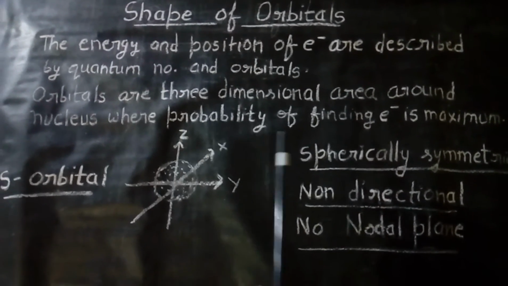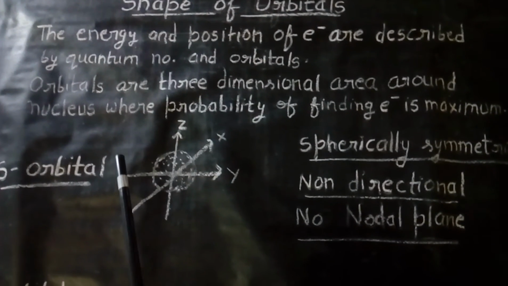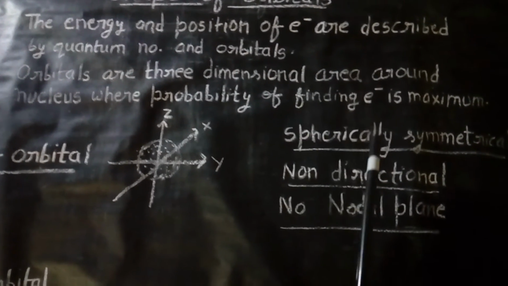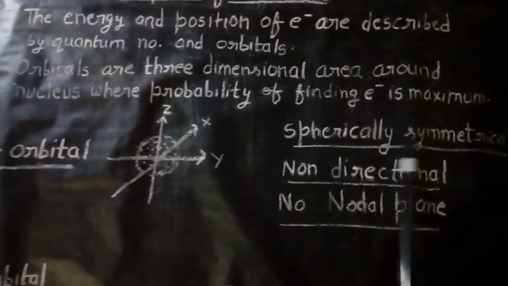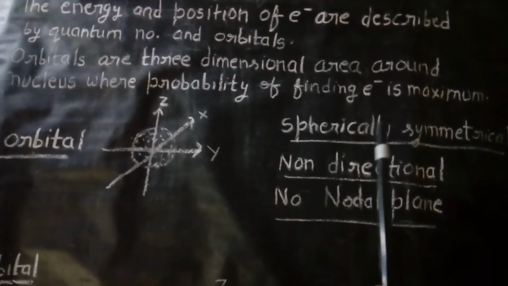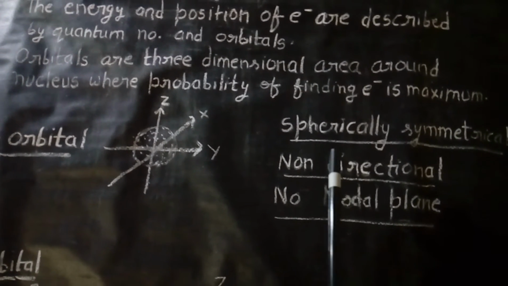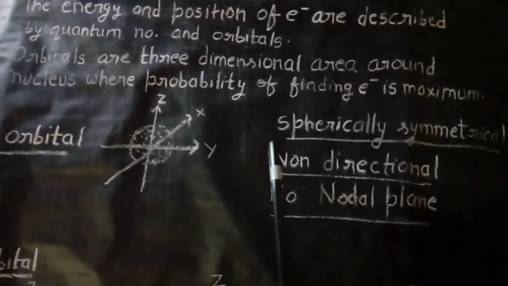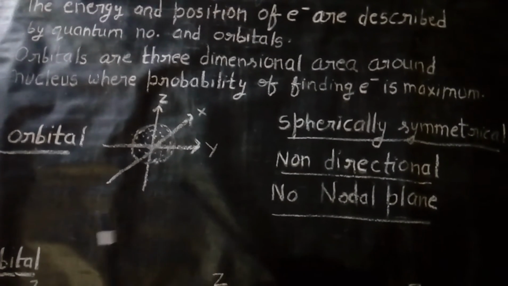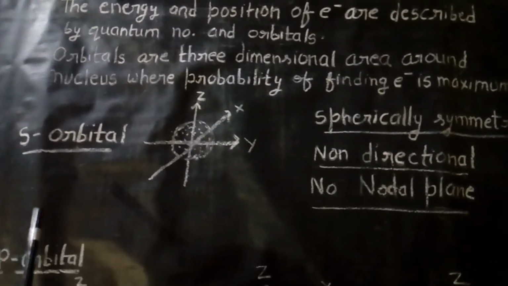Orbitals are three-dimensional areas around the nucleus where the probability of finding the electron is maximum. It means where the electron can be found. These orbitals are of four types: S, P, D and F. Firstly, we will consider S orbital.